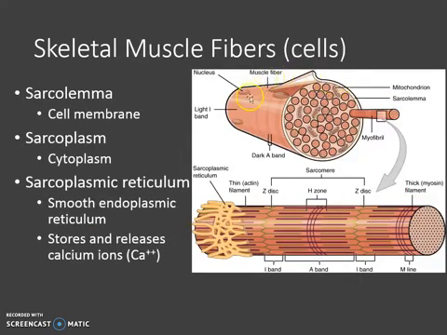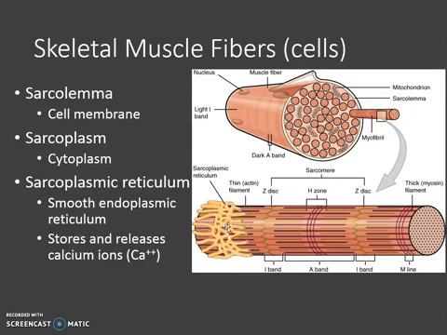So if we look at this picture here, this right here is a single muscle cell or fiber. And then this is just a small portion inside the skeletal muscle cell. So the sarcolemma is the cell membrane surrounding the skeletal muscle cell here. The sarcoplasm is the goo, or the cytoplasm, inside the cell. And then the sarcoplasmic reticulum is the endoplasmic reticulum that is associated with each one of these myofibrils.